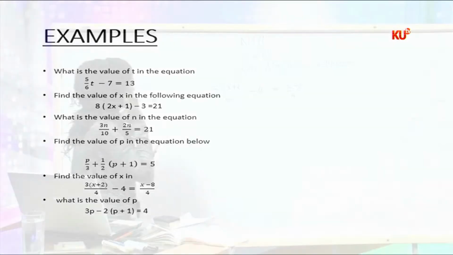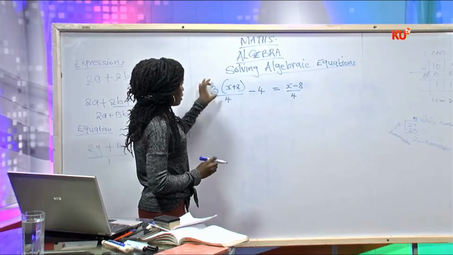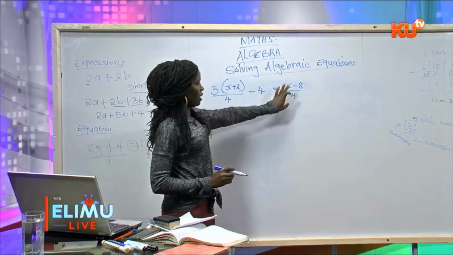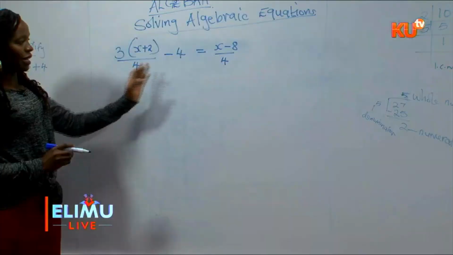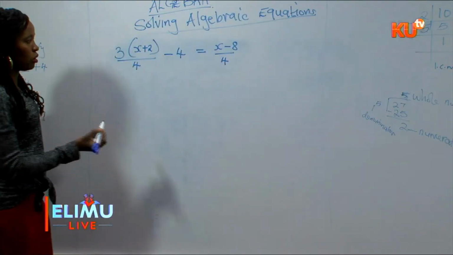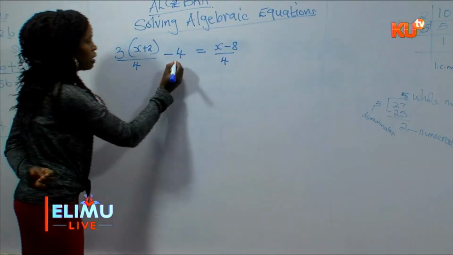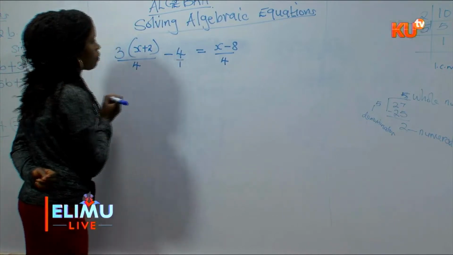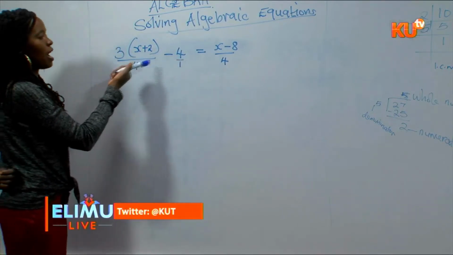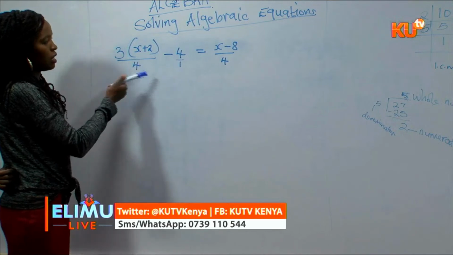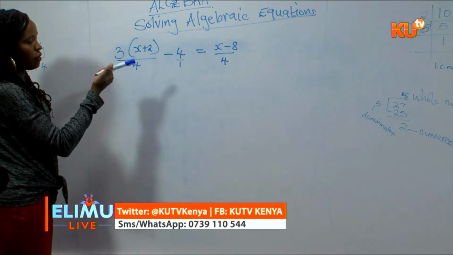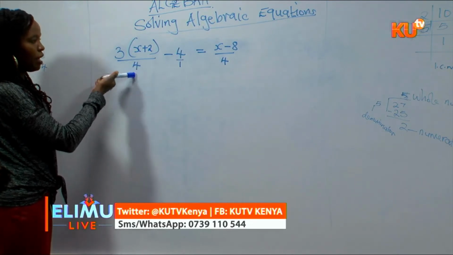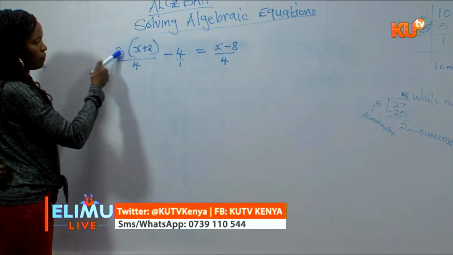As you can see, we have a fraction, a whole number, and a fraction. So we make this whole number like the others, we make it a fraction. By making it a fraction, I mean we put it over 1. Then we get the LCM of 4 and 1, so meaning I'm going to multiply all the fractions by 4. Before that, we open up here.